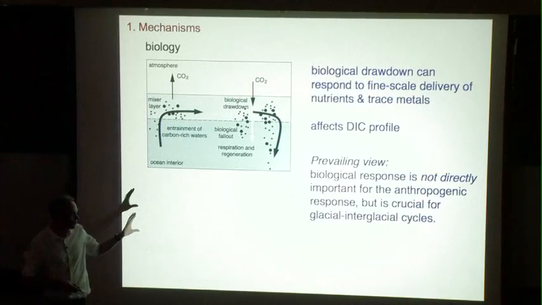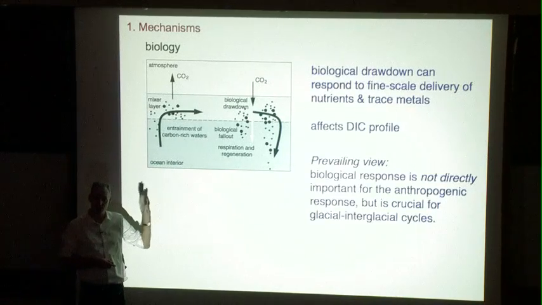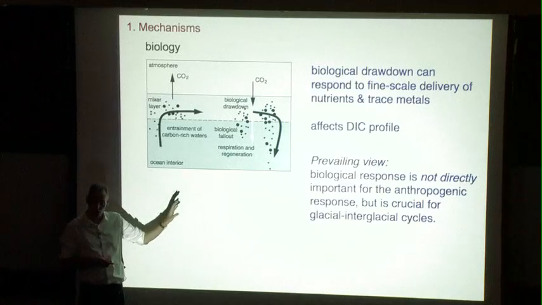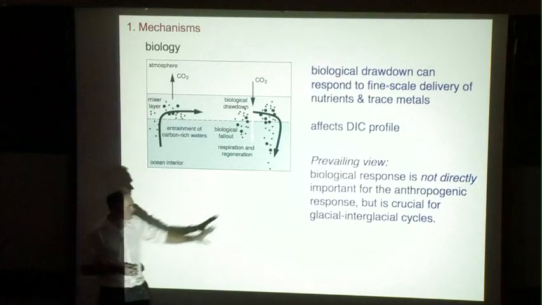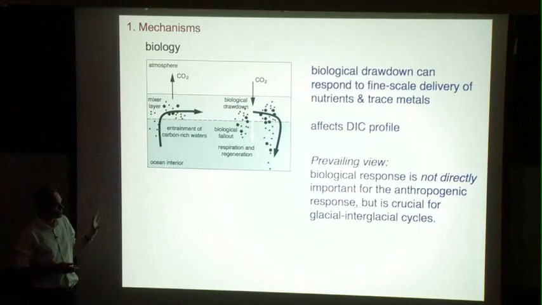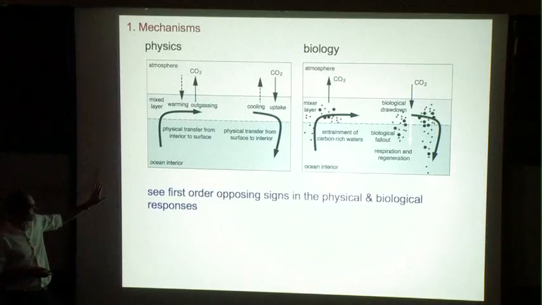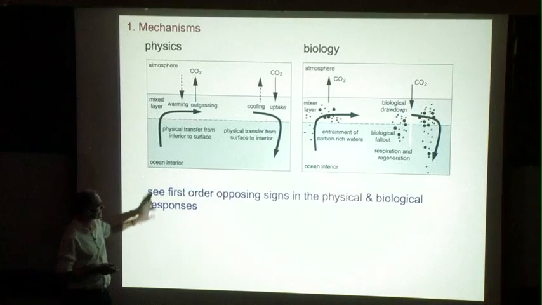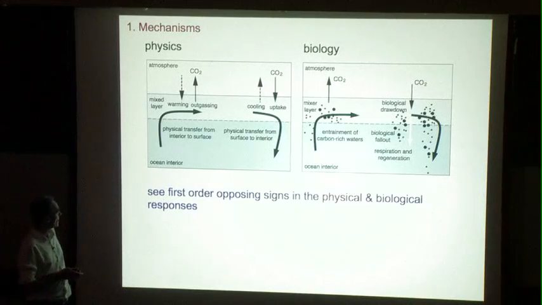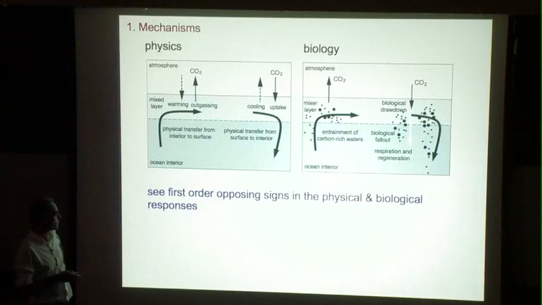So the prevailing view here is the biological response is probably not the first order process for anthropogenic responses, but is crucial at longer time scales. But I'm not sure that we've tested that prevailing view carefully enough. So in terms of the mechanisms, the first order view is that often we'll be seeing opposing signs linked to some of the physical and biological responses in the system.